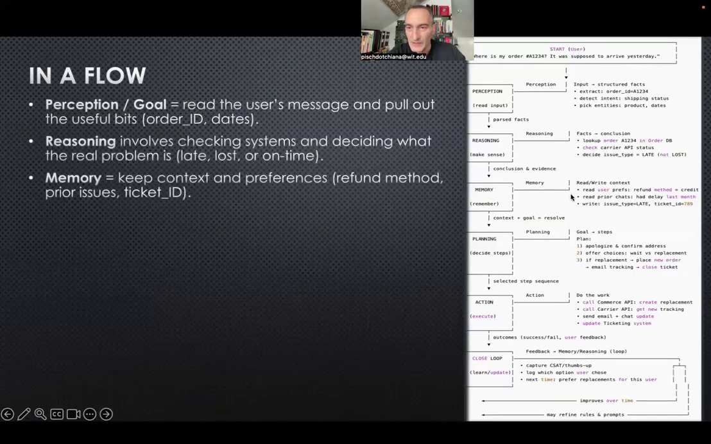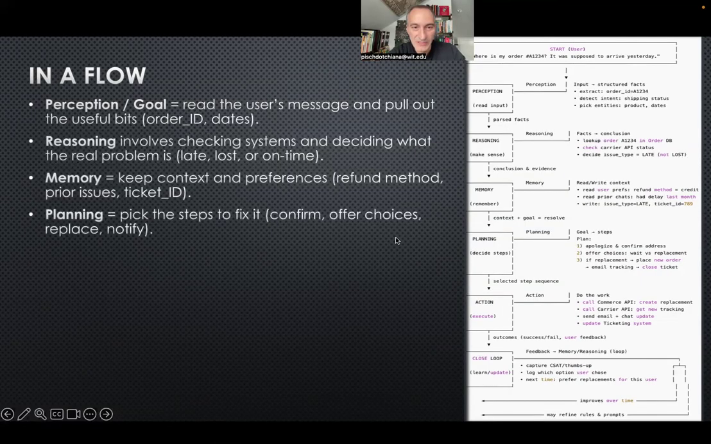Memory. In here now, we have the user preferences, refund method. Do I want it sent a check, a refund to the credit card, and so forth? Planning picks the next steps to fix it. Apologize and confirm the address, offer choices, wait versus replacement. These are the various planning steps that it goes through.